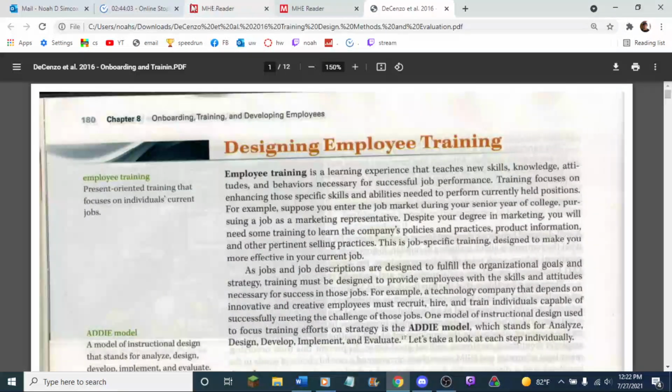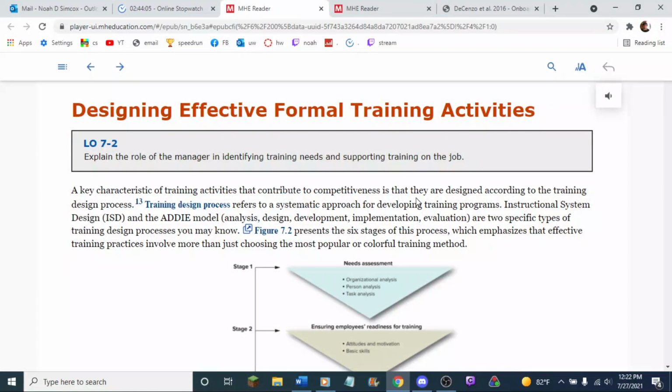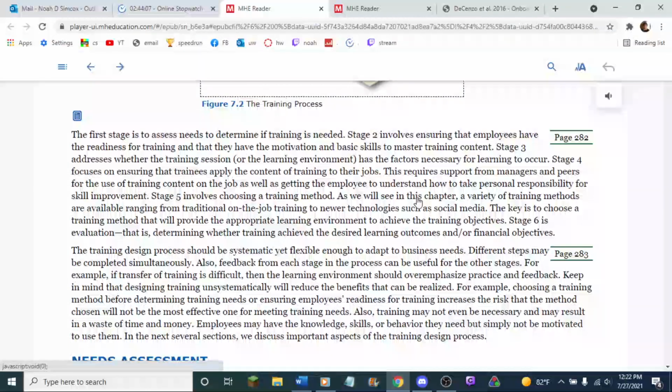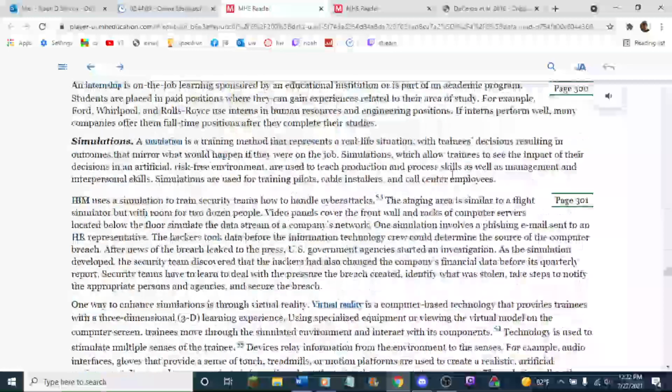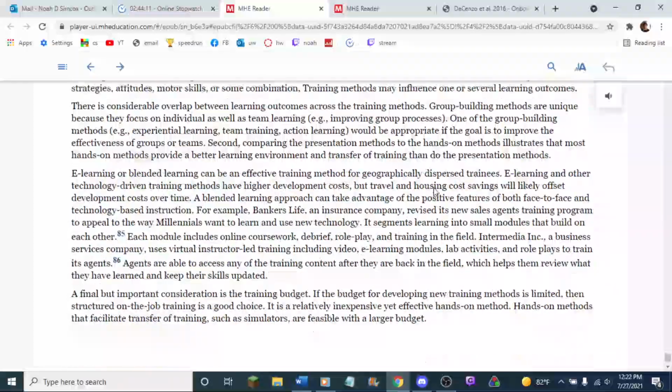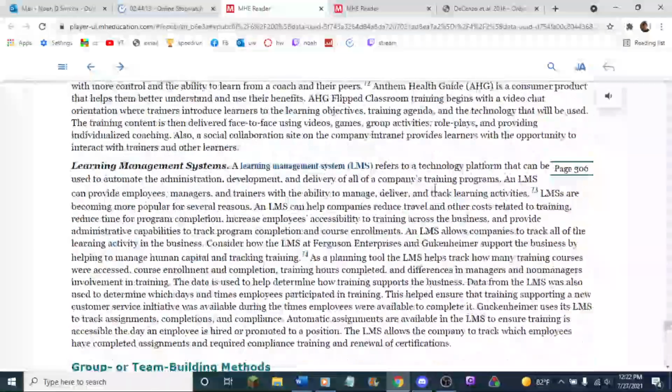Now we have these 3. This one is 28 pages. It goes till page 310.